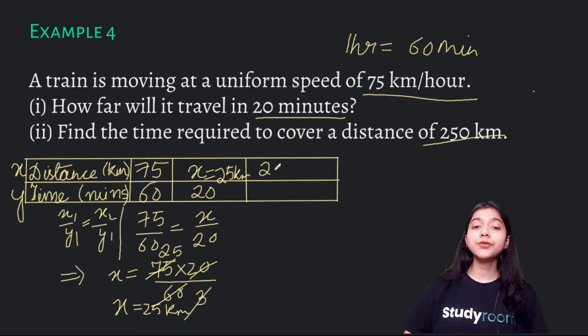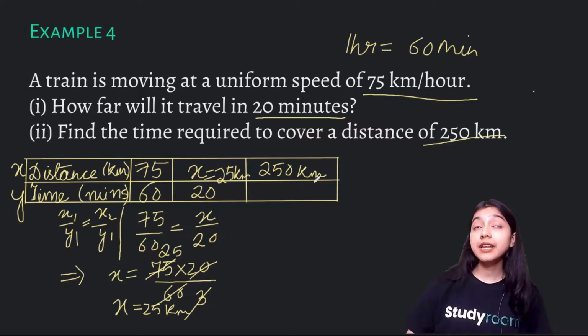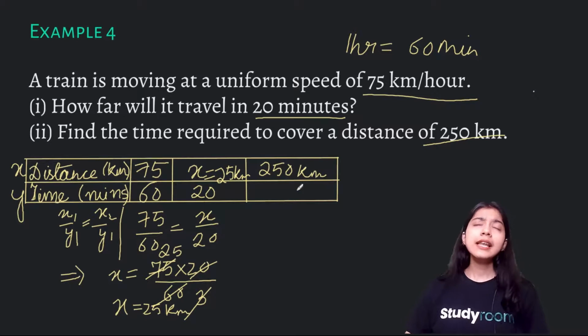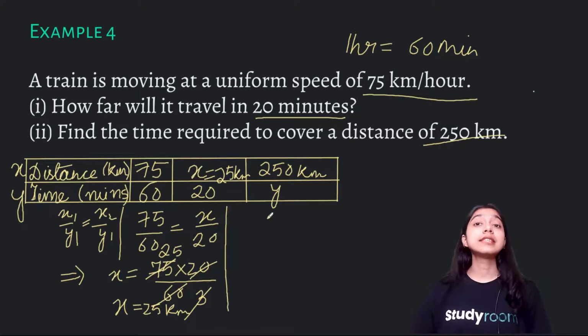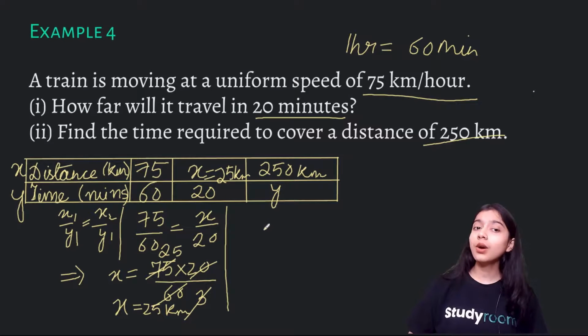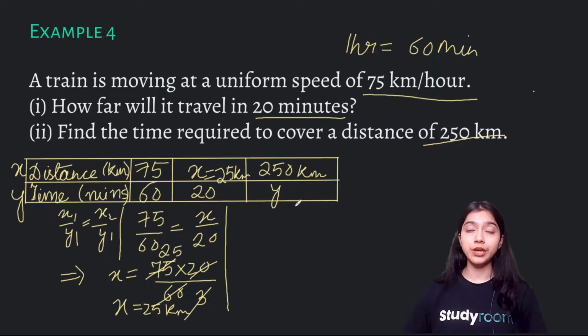So the distance is 250 kilometers and we have to calculate the time that is required to cover this distance. Let us consider this time as y. Again, just because distance and time are in direct proportion, the ratio will be a constant. So let us compare with this ratio and this one.